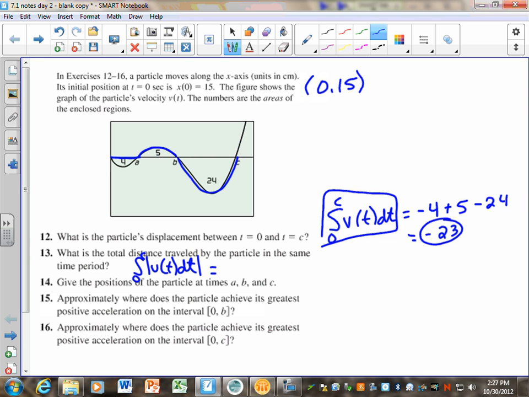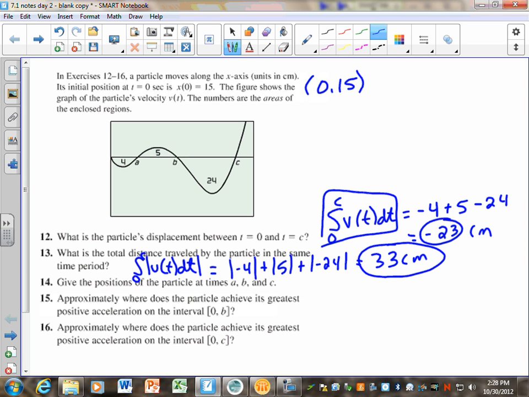And then again, absolute value means I'm going to take these same values from up here, but now I want them all to be positive. So it's like I'm taking the absolute value of -4 plus the absolute value of 5 plus the absolute value of -24. So you get an answer of 33. And again, on both of these, I could have put my units. It says the units are in centimeters. So both of these would be in centimeters. There's a question on one of the AP exams that has been released like this, where they give you that area.